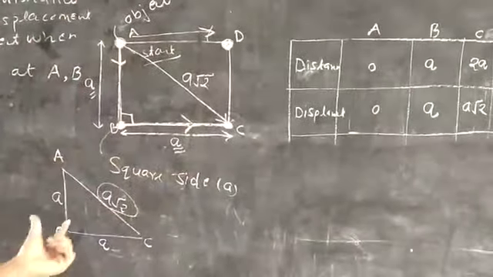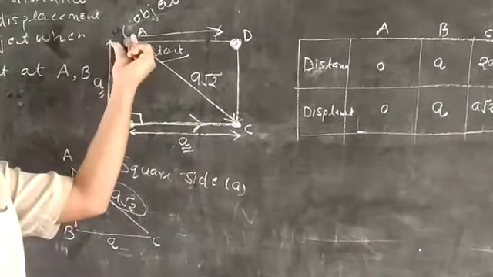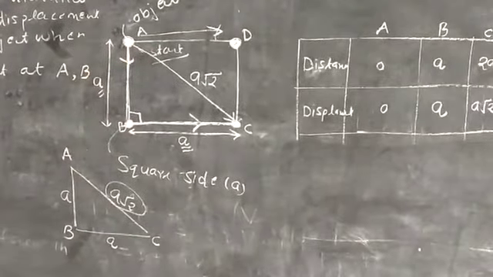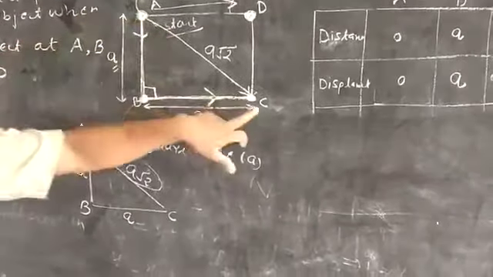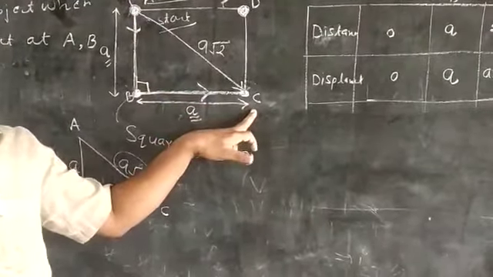Now we understand the basic difference between distance and displacement from these examples. When determining displacement, we first indicate the initial point, after that we indicate the final point, and that is the displacement.